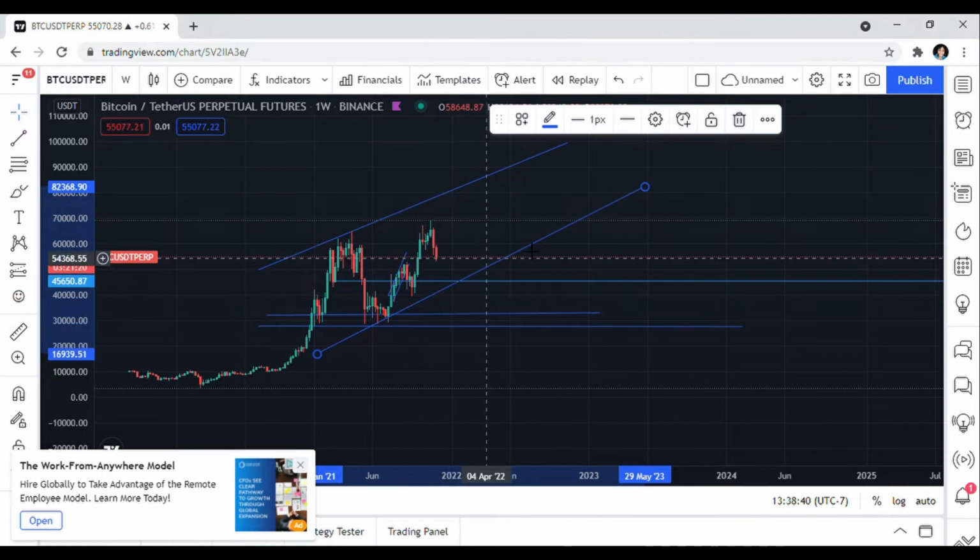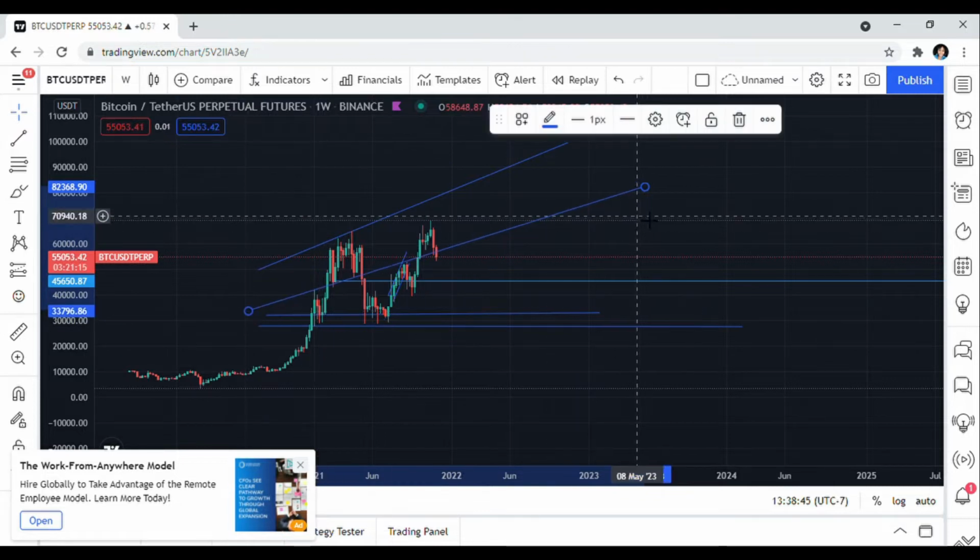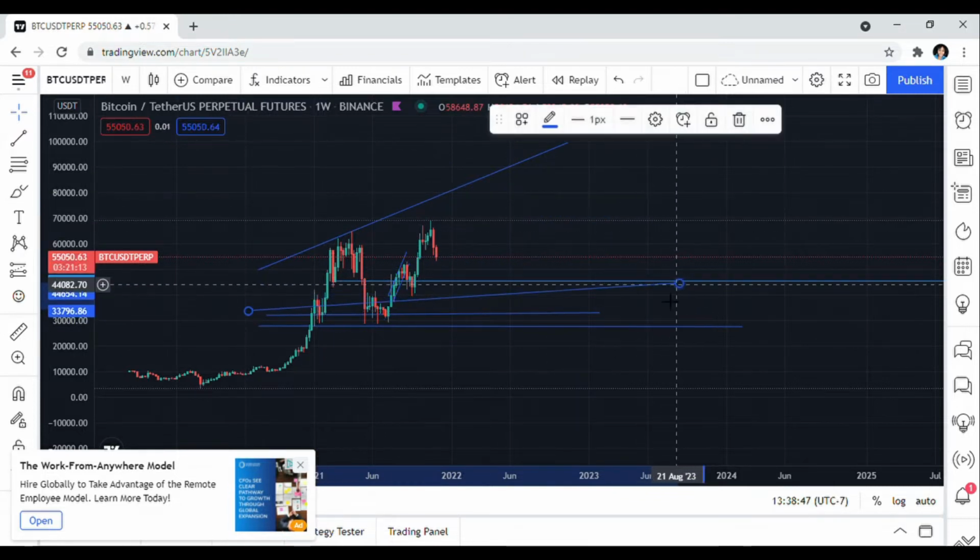Now, a horizontal support and resistance line looks something like this. If I draw this line, in fact, I already have one line.